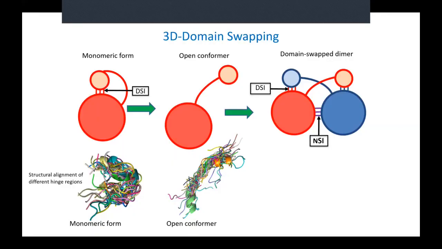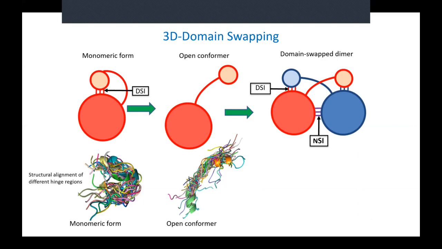3D domain swapping is an oligomerization mechanism in which proteins form intertwined protein complexes. In domain swap dimers, there are swap domains which move from one monomer to another. Then there is a small loop-like structure known as the hinge region, which allows movement of swap domains.